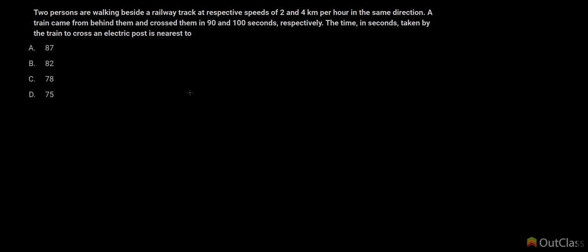Two persons are walking beside a railway track at respective speeds of 2 and 4 per hour in the same direction. A train came from behind them and crossed them in 90 and 100 seconds respectively. The time in seconds taken by the train to cross an electric post is nearest to which of these numbers? Now this is based on trains crossing from the time and distance chapter.